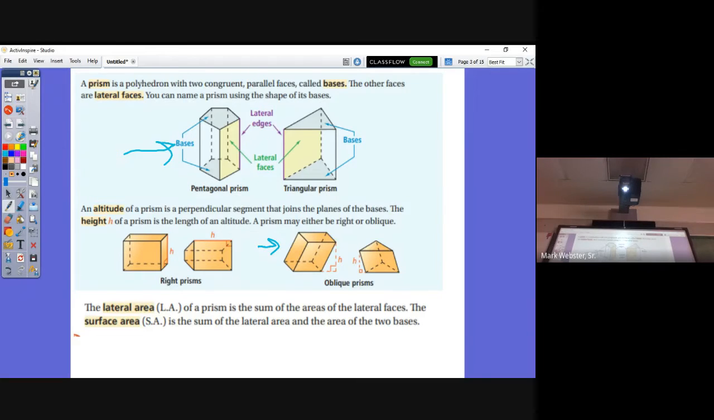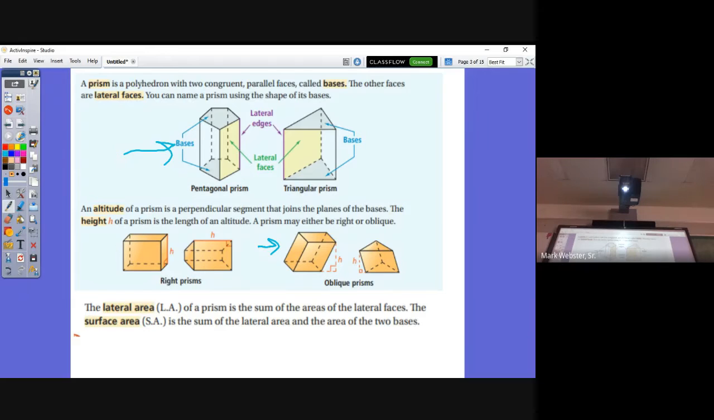And then if we're talking about the height of the prism, we're talking about the vertical distance from the bottom base to the top base, which is straight up. We don't care about sideways or diagonal. We just go from top to bottom, straight up.